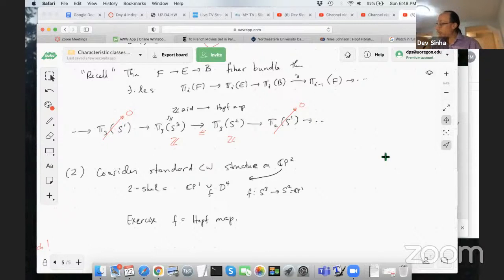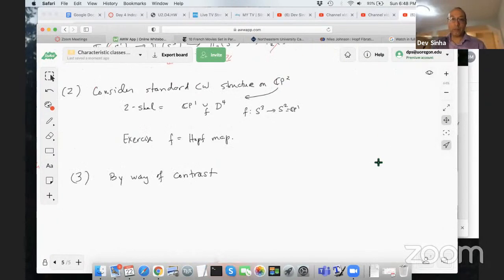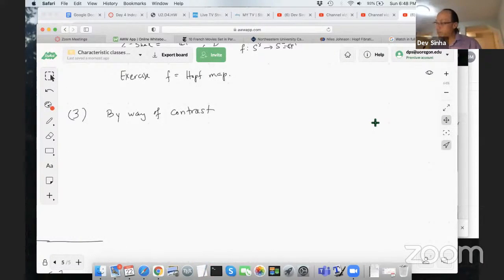There's another construction. And let me first say, by way of contrast, I'm going to tell you about a different construction. I'll get to the Hopf map in a second, but let's do another map.